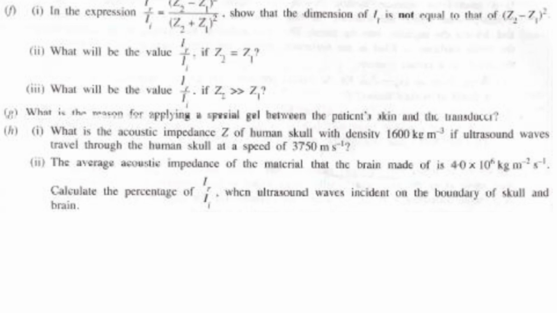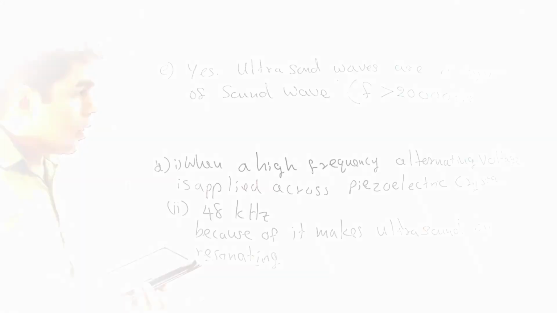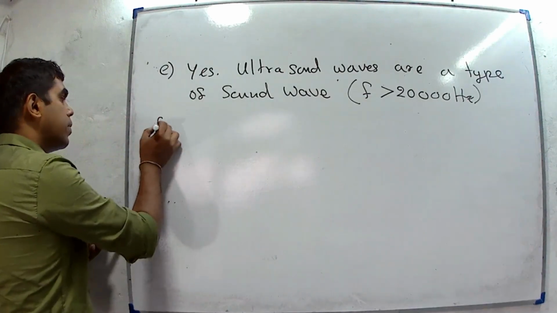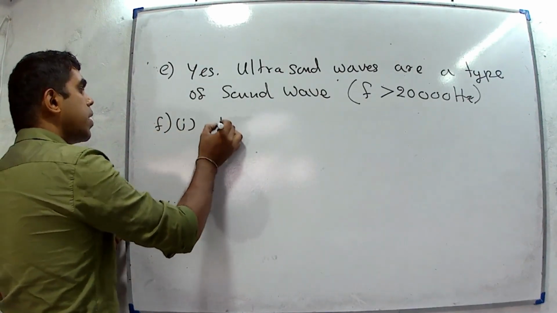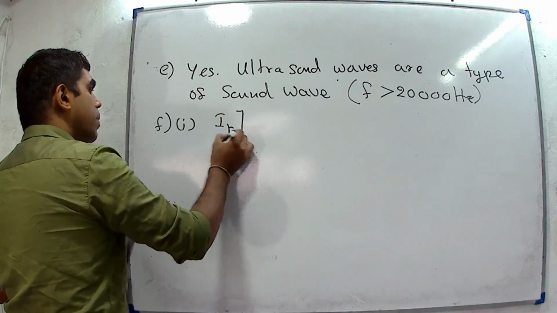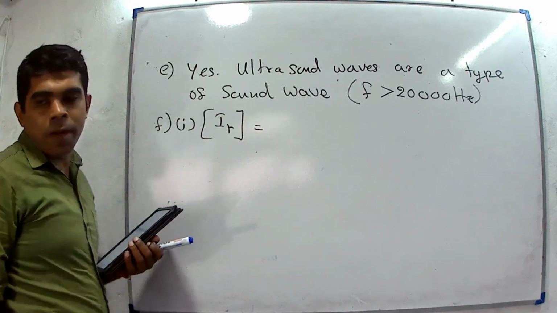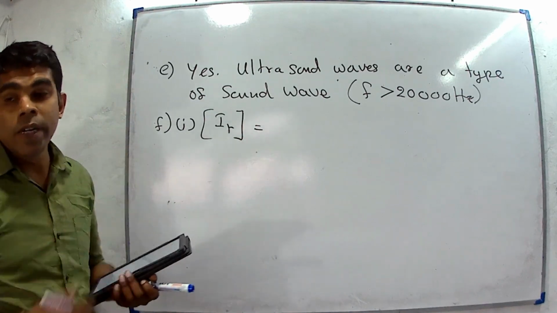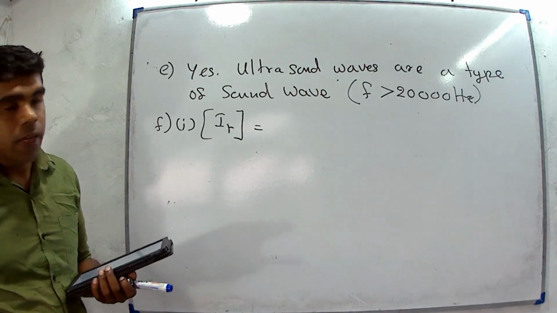Part F. In the expression IR over I0, the dimensions of IR is not equal to the dimensions of (Z2 minus Z1) squared. We have to consider dimensions. Dimensions of IR. IR means intensity. Intensity is power divided by area.